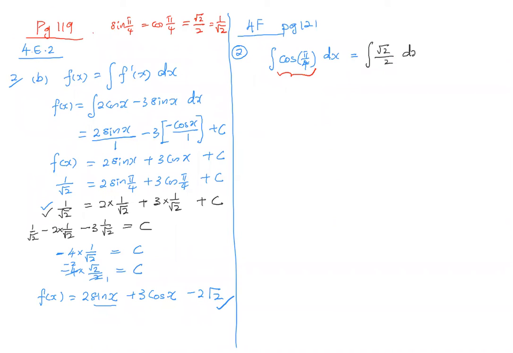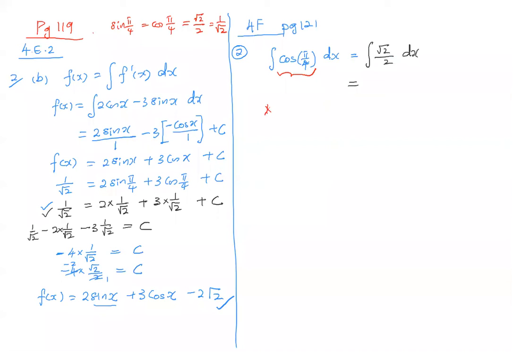So what should this answer be? 1. How can it be 1? Root 2 over 2. Root 2 over 2 x. Yeah, root 2 over 2x. You forgot.